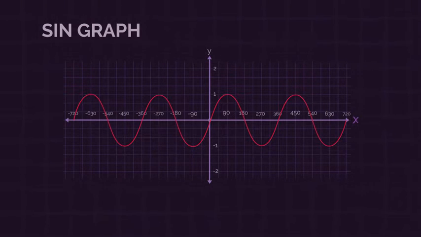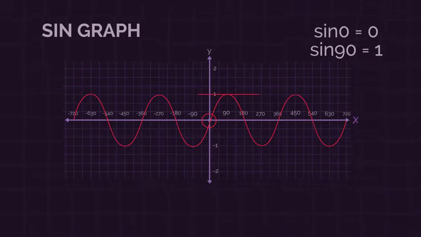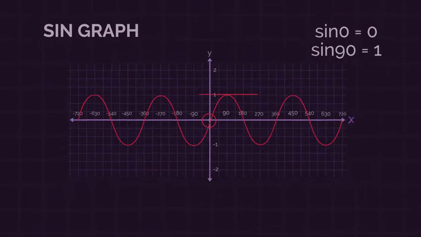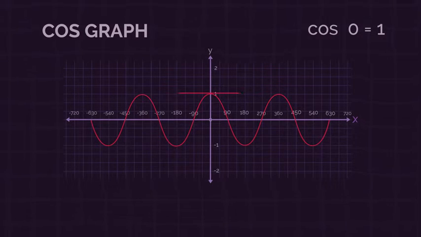If you type sine 0 into your calculator, it comes up as 0, which should help you remember the sine curve crosses through the origin, and sine 90 equals 1, so the curve is at 1 here. Type cos 0 into your calculator and you get 1. So that should help you remember that the cosine graph crosses the y-axis at 1. And cos 90 equals 0, so the curve is at 0 here.